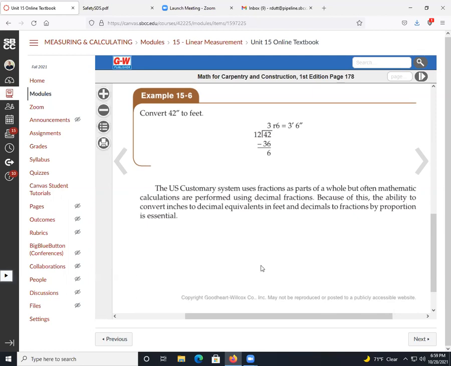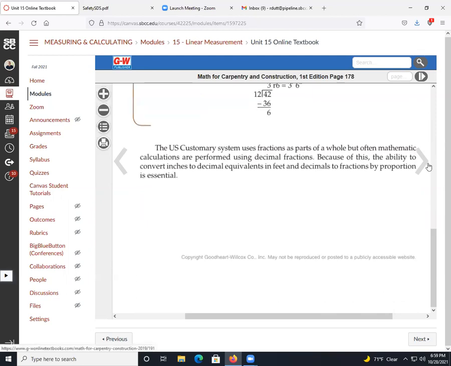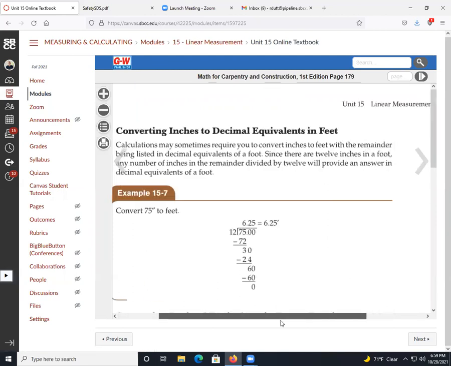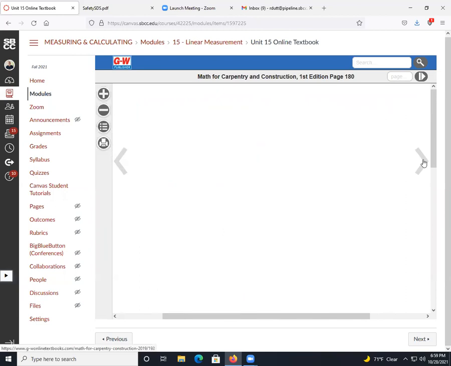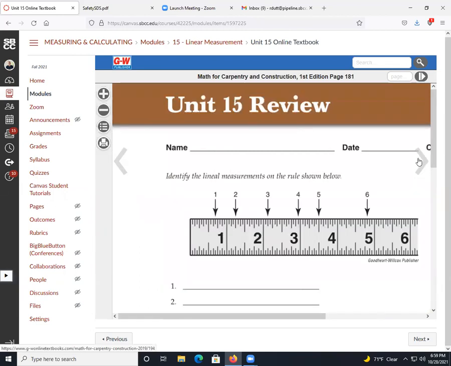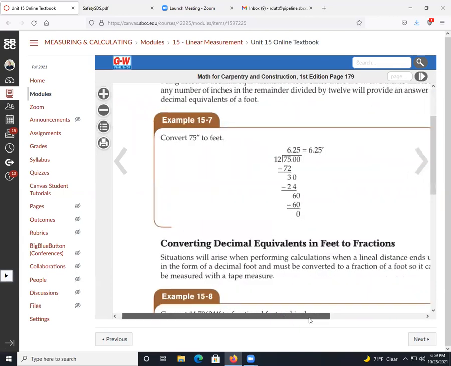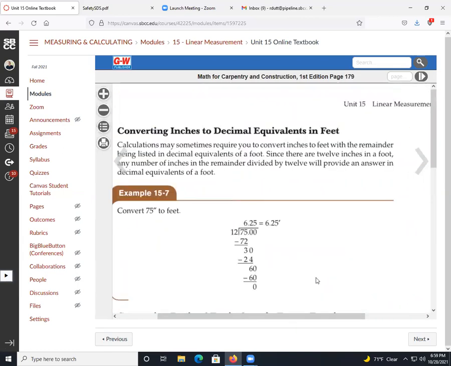I'm just going to remember a few things. It's essential to be able to convert inches to decimal equivalents and feet and decimals to fractions by proportion. It is essential. So I think there are just 2 pages before the review, then we'll take a break. So, converting inches to decimal equivalents in feet.